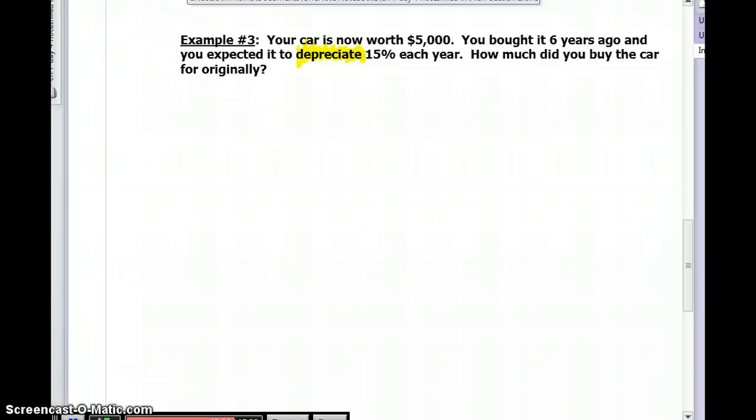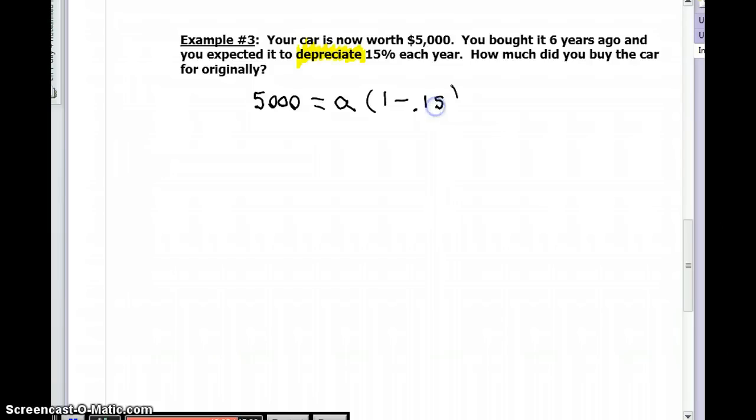Same formula we used for the last problem. And it looks a little bit the same too, because we know the final amount is 5,000. However, we're actually solving for the initial amount, what it was bought for. So that's my A, times 1 minus 15%, which again we're going to change into a decimal, 0.15. And we know the time was 6 years ago, so we're going to put that here.